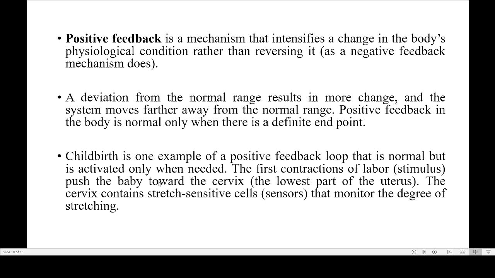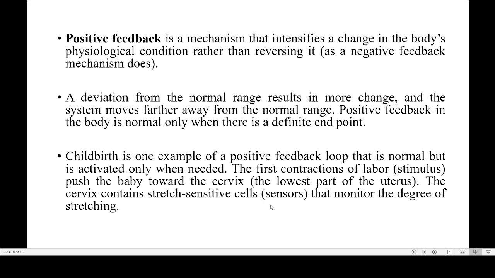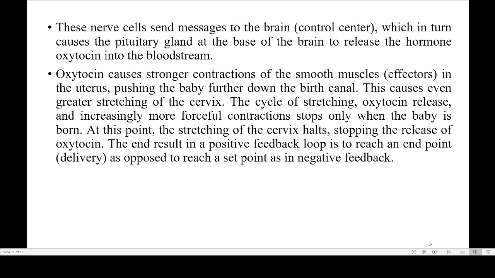It is activated only when needed. So what happens in normal childbirth? First, a contraction of labor pushes the baby towards the cervix, which is the lowest part of the uterus. The cervix contains stretch-sensitive cells that act as a sensor that monitors the degree of stretching. Nerve cells send messages to the brain, so this stretch-sensitive receptor produces input impulses.